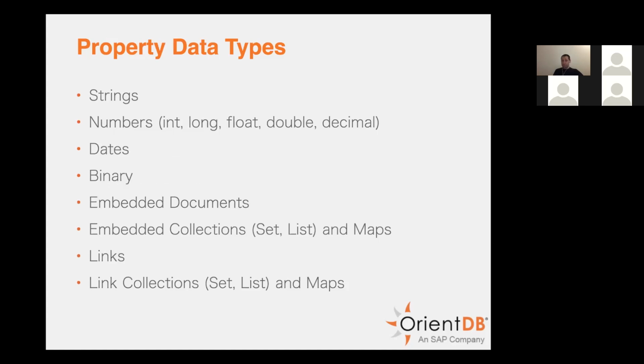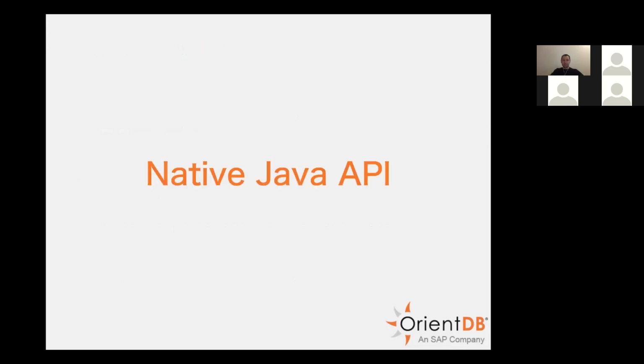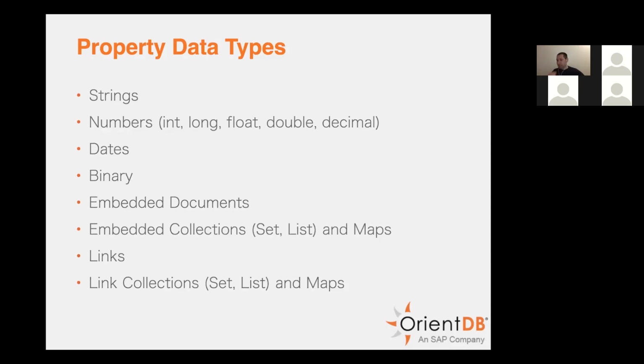About data types, I already gave you some hints before, but here I have a full list. You have strings, numbers, dates, binary data formats, embedded documents, embedded collections, links, so physical pointers between documents, and collections of links and maps as well, that are more or less like documents. It's a bit overlapping, but sometimes it makes sense to have them as well. So this is the OrientDB data model.